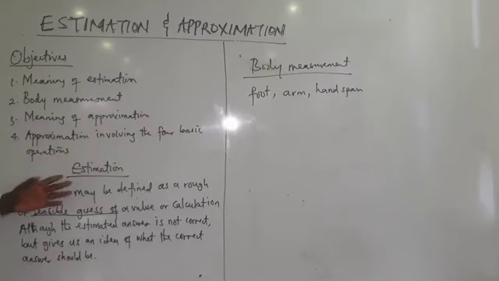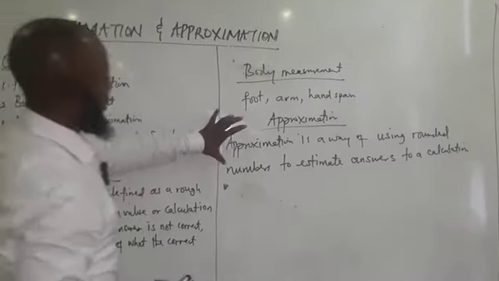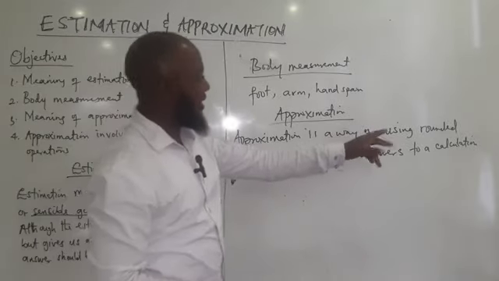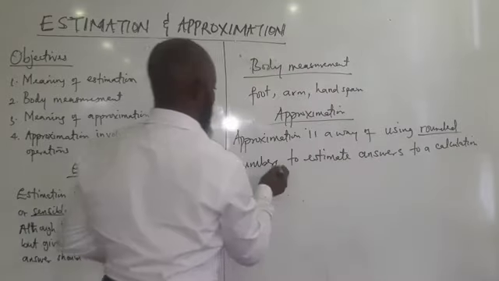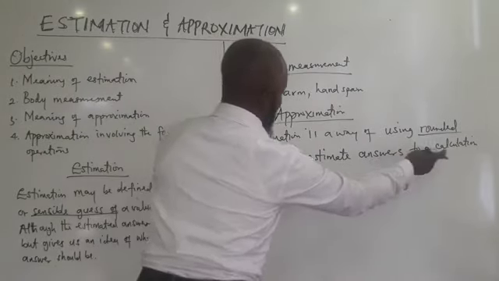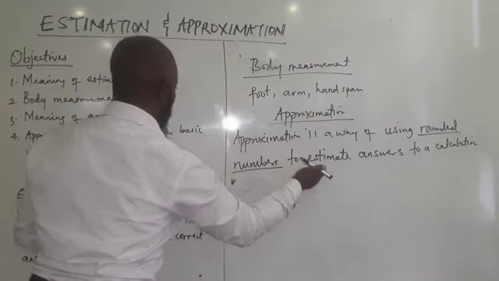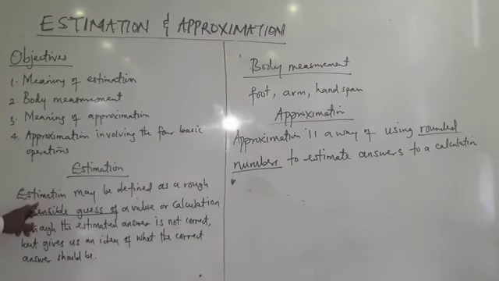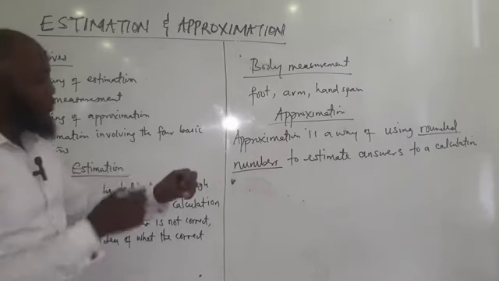But the main focus of this class is approximation. So we want to look at what approximation is, and let's compare it with the word estimation. Approximation is a way of using rounded numbers to estimate answers to a calculation. You can see the word estimate is still featuring under approximation. When you look at approximation, we are making a rough guess or sensible guess, but here we are using rounded figures.